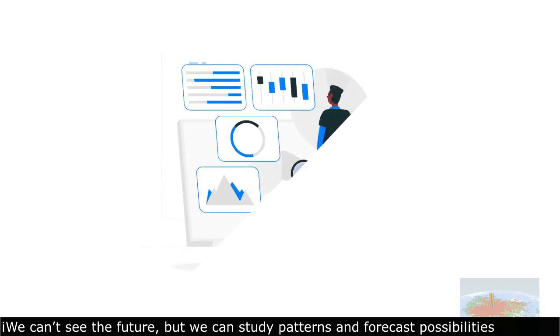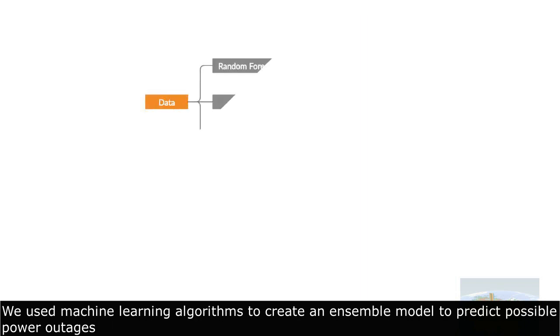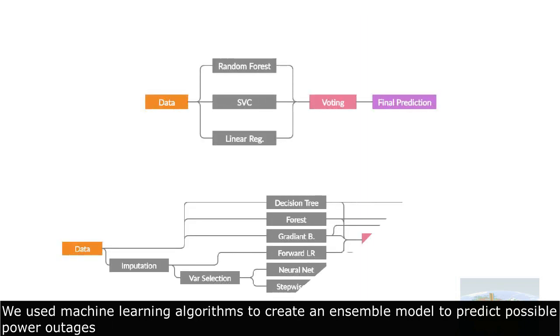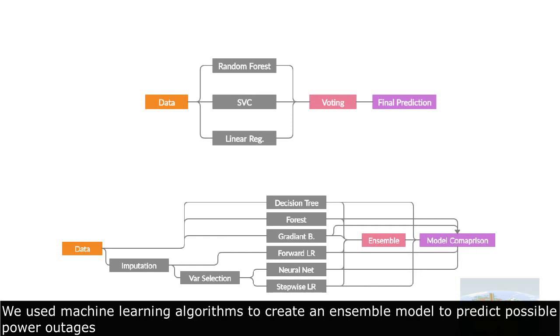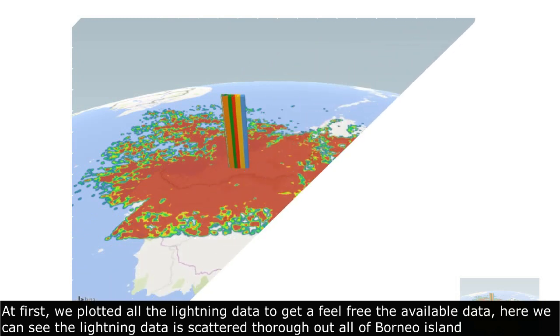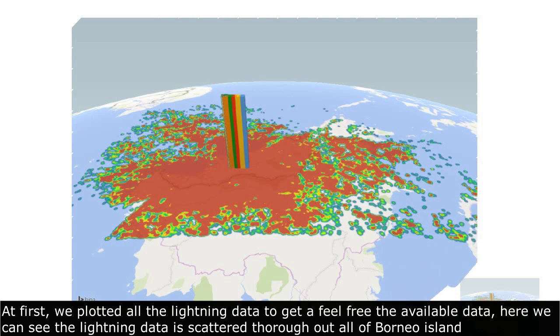We can't see the future, but we can study patterns and forecast possibilities. We used machine learning algorithms to create an ensemble model to predict possible power outages. At first, we plotted all the lightning data to get a feel for the available data. Here we can see the lightning data is scattered throughout all of Borneo Island.